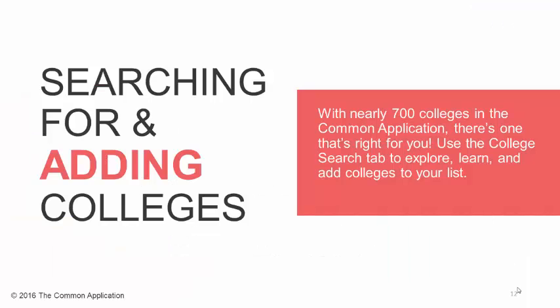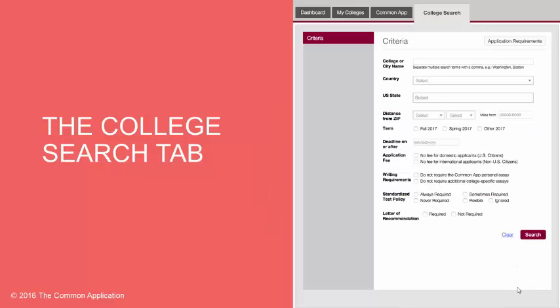Now let's talk a little bit about searching for and adding colleges. If you go to this College Search tab, it'll look like this. You can search by different criteria, including the city name or the college name, the country, the state, the deadline. There are a lot of different ways you can search. You can also search whether or not a school requires an application fee, as well as writing requirements and testing policy.